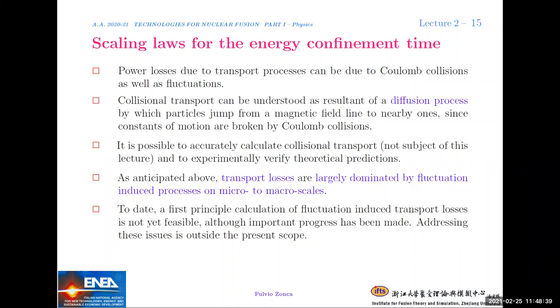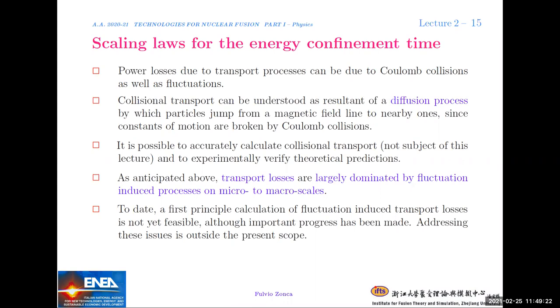So a random walk is connected with diffusive transport, and because of this, collisional transport takes place. Now, even though we will not treat these in this lecture, it's possible to calculate this diffusive transport very carefully, and to verify theoretical predictions experimentally with a very high level of precision, much beyond the desirable accuracy. So there is no doubt that we have full control of the collisional diffusion processes inside the plasma due to the Coulomb collision.